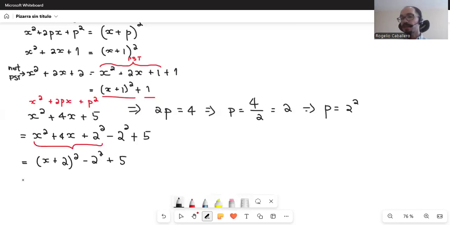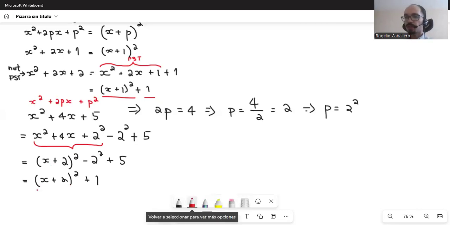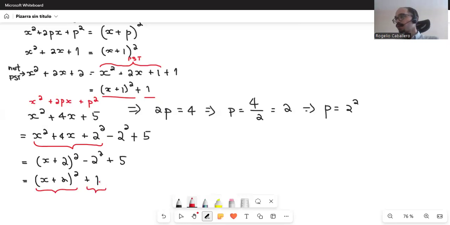Now let's add these two terms that are outside our parentheses, and we get x plus 2 squared minus 2 squared, that's minus 4 plus 5, that's 1. And that's it. This is our final result. We have succeeded in completing the square. How do we know that? Because we're left with a binomial squared plus or minus one term. So that's the objective of completing the square, as we said earlier.